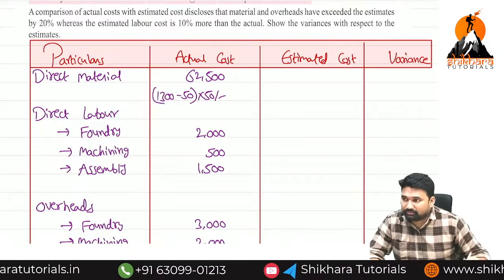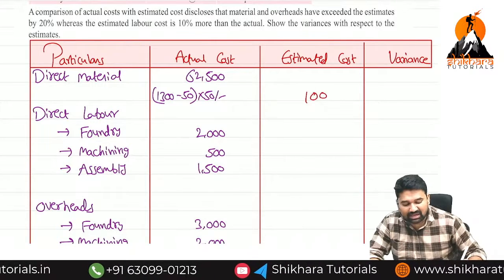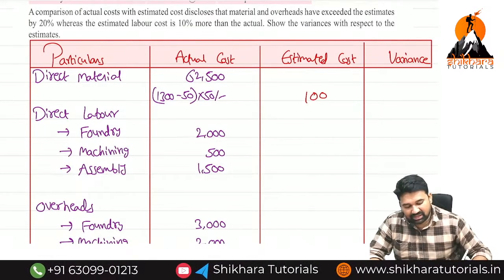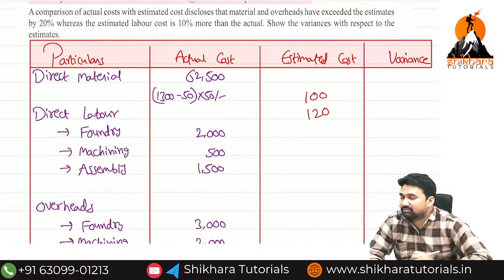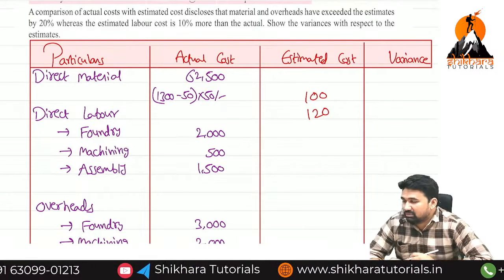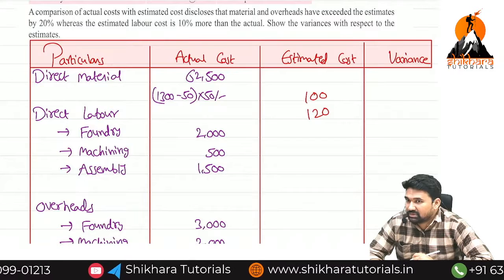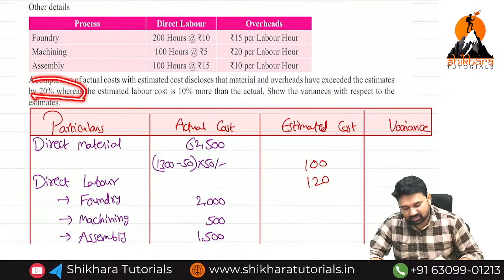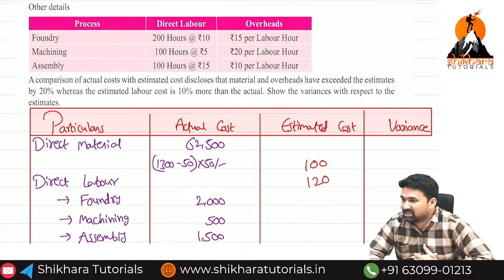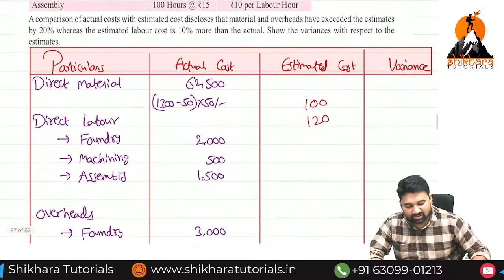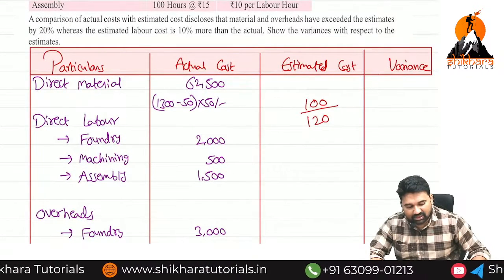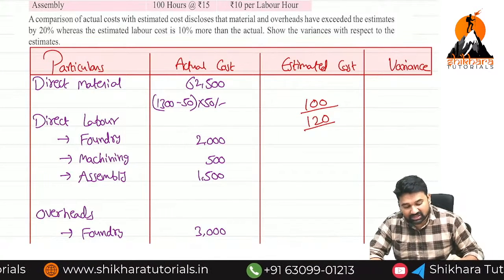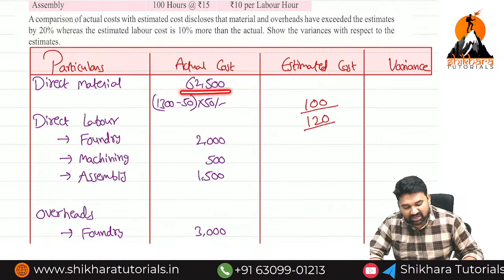Say for example, you estimated 100, but it went to 120. Sir, how can you say 120? Why? Because 20% exceeded is mentioned. So what is your estimate? 100. But what is the actual expenditure? 120.